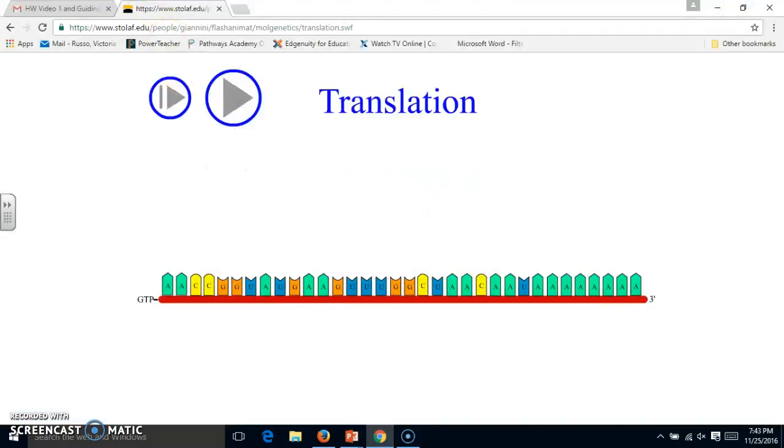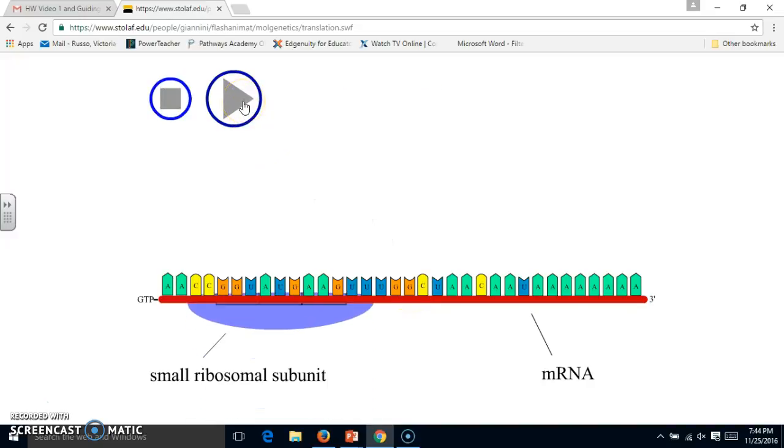Here we go. Okay, so here we have our mRNA molecule. We know it's an mRNA molecule for a couple of reasons. First, you see the GTP cap, and you see the poly A tail, and the other dead giveaway is you have U's, so obviously you know it's an RNA molecule. So we're going to click play, and you'll see the first thing that happens is the small ribosomal subunit, the small segment of the ribosome, hops onto the mRNA.